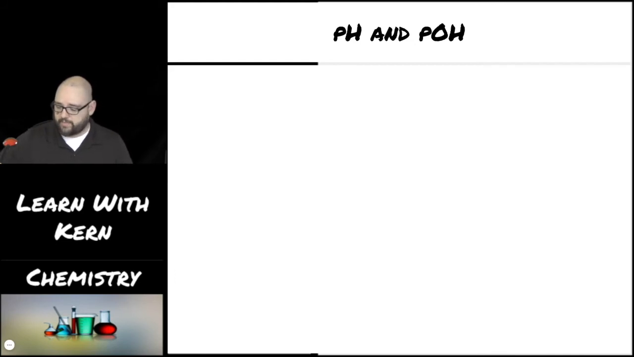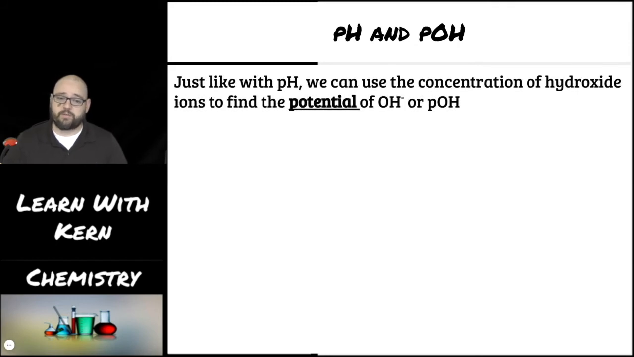So if we're dealing with hydrogen, we're usually going to be talking about pH. If we're dealing with hydroxide though, then we're going to have to deal with something else. So just like with pH, we can use the concentration of hydroxide to find the potential of hydroxide. We call that pOH. So pH and pOH are very much related, right? In fact, the equation is exactly the same. Your pOH is the negative log of your hydroxide ion concentration.